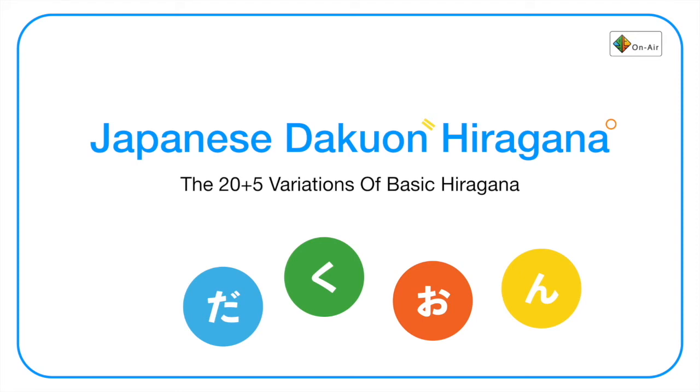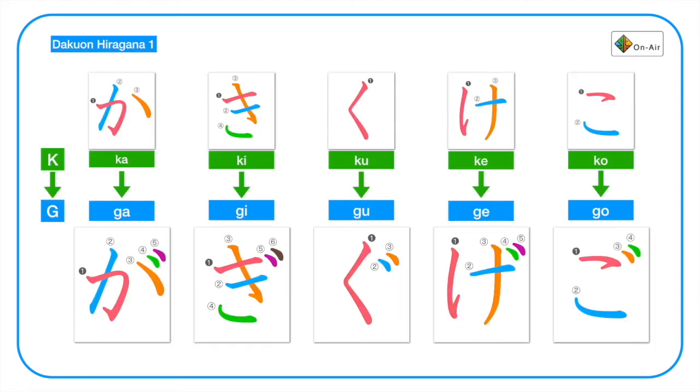So let's get started. The first group, the original basic hiraganas we have ka, ki, ku, ke, ko. So the consonant is k. But this time, we're going to add in the double dot and make it g. So the sounds become ga, gi, gu, ge, go. Ga, gi, gu, ge, go. Just make sure you don't put too much emphasis on the e sound, so it's not "gee", but gi.